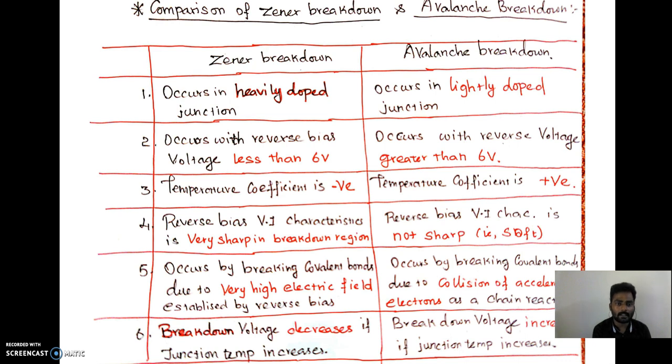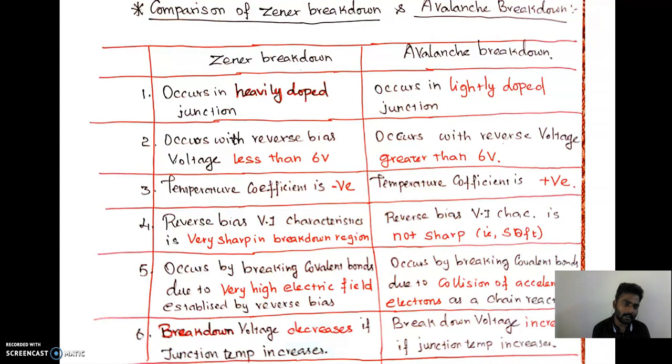And in Zener breakdown, it occurs by breaking covalent bonds. Both Zener breakdown and avalanche breakdown occur by breaking the covalent bond. But how these covalent bonds are broken is different. For Zener breakdown, it is due to the very high electric field established by reverse bias. Whereas in avalanche breakdown, it occurs due to collision of accelerated electrons, as a chain reaction, that is, as we have seen earlier, avalanche multiplication.